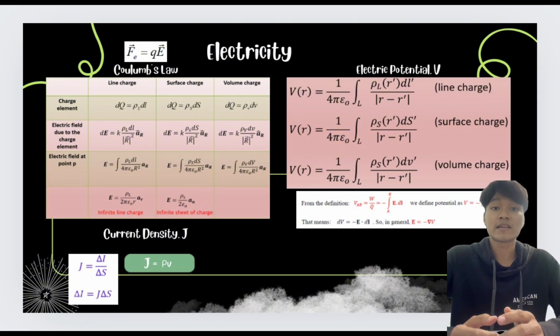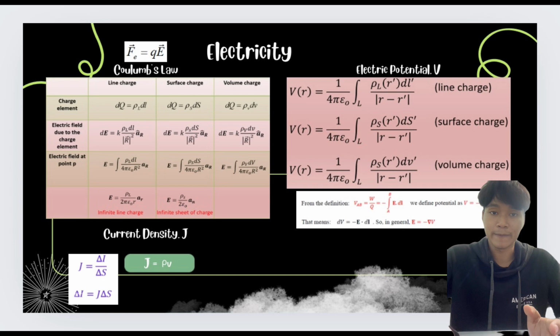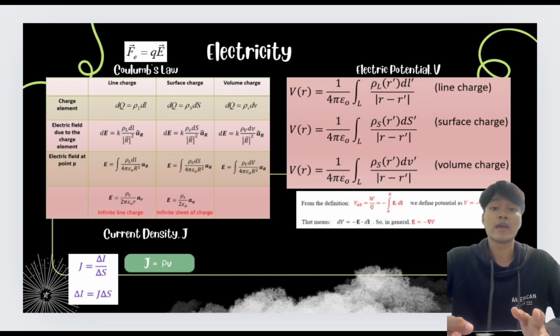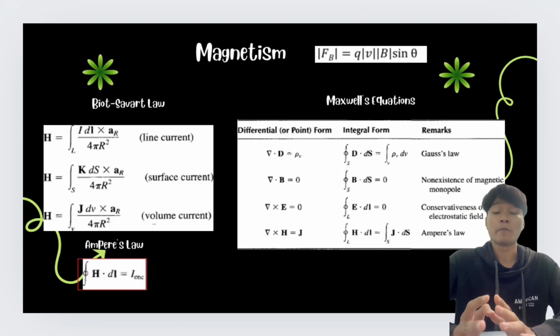For electric potential, it is almost the same as Coulomb's law, but the difference is it does not involve any unit vector. For current density, it is quite simple since the formulas that we have to memorize are only J equal to dI over dS and J equal to rho v. Last but not least, for magnetism. For Biot-Savart law, it's very similar to Coulomb's law, but it involves current and also has the unit vector that we have to cancel out.